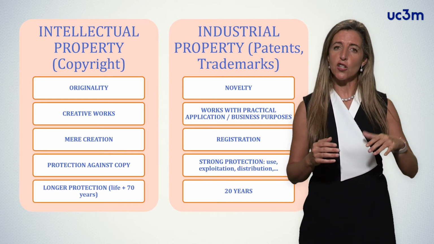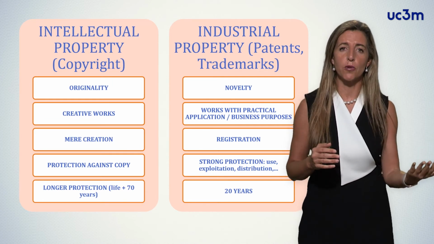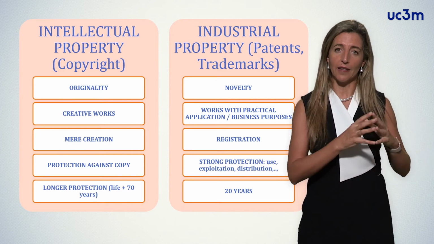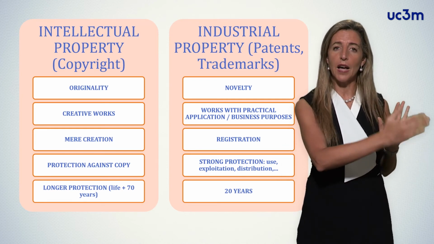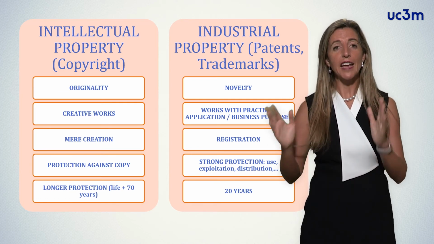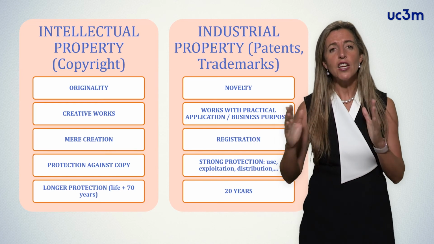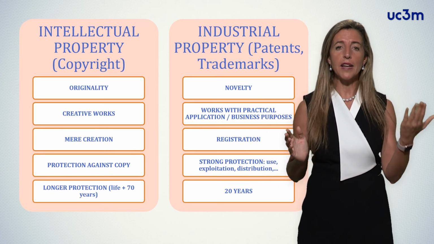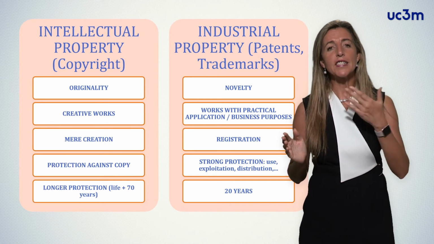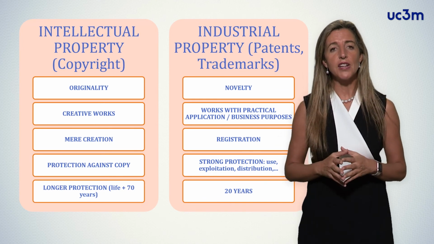Generalizing, we could say that copyright provides a longer protection. It's weaker, but it's definitely longer. We're talking about at least the life of the author plus a number of years, on average 70 years. In the case of industrial property, the duration varies: for patents, 20 years; utility models, 10 years; or, for instance, design, 25 years in total.